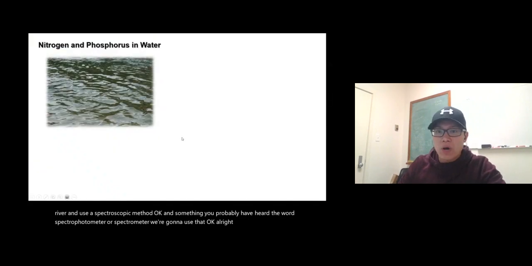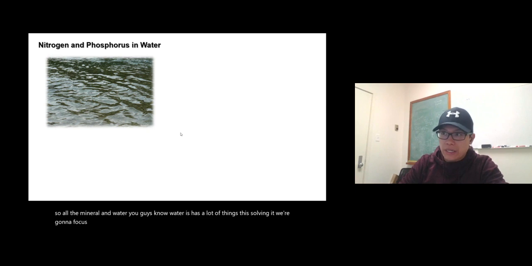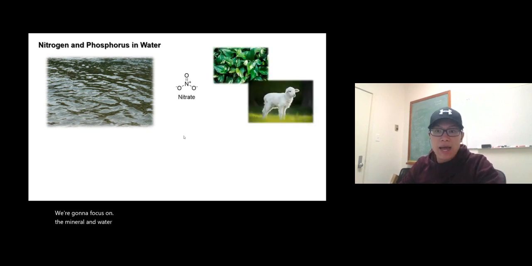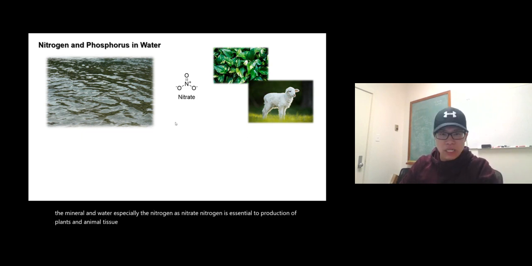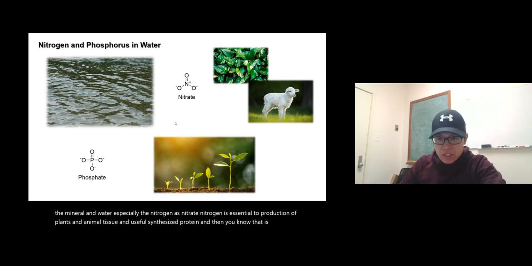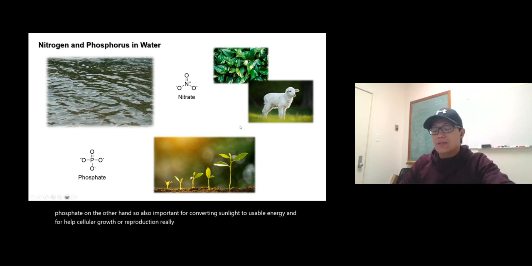So let's start right here with the minerals in water. You guys know water has a lot of things dissolved in it. We're going to focus on the minerals in water, especially nitrogen as nitrate. Nitrogen is essential to the production of plant and animal tissue and is used to synthesize protein. I think you know that from biology. Phosphate, on the other hand, is also important for converting sunlight to usable energy and for helping cellular growth or reproduction. Really important. But too much of a good thing is not that good.